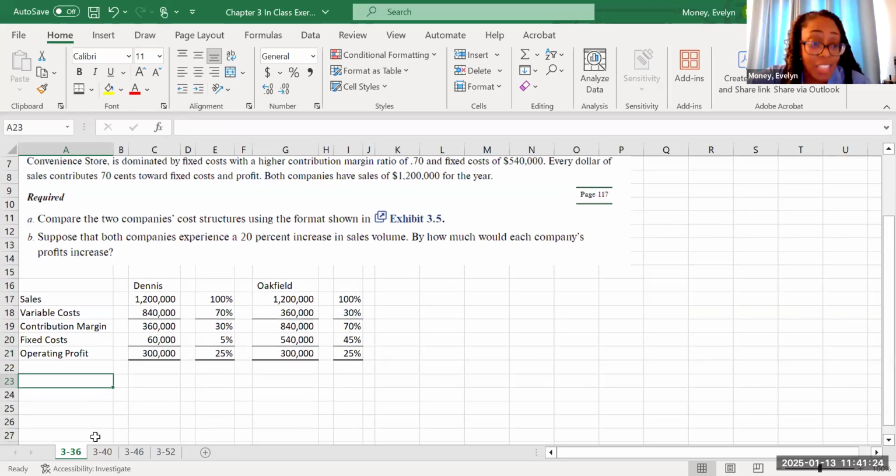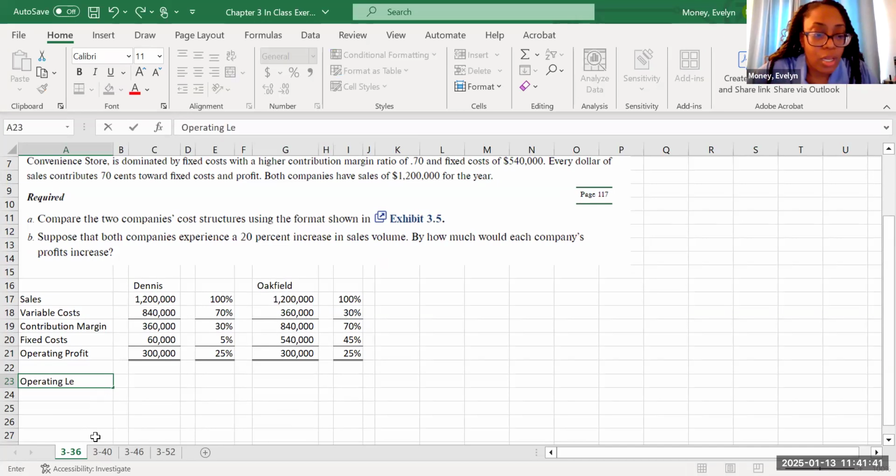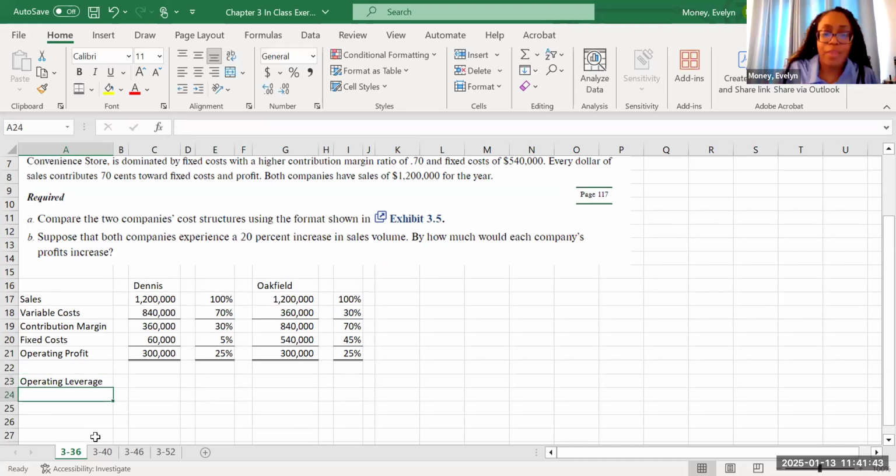All right, so we're all done with A. Now let's look at B. Suppose that both companies experience a 20% increase in sales volume. How much would each company's profits increase by? Well, in order to do this calculation, we need to calculate something called operating leverage. And we're going to put the formula over here to the right.